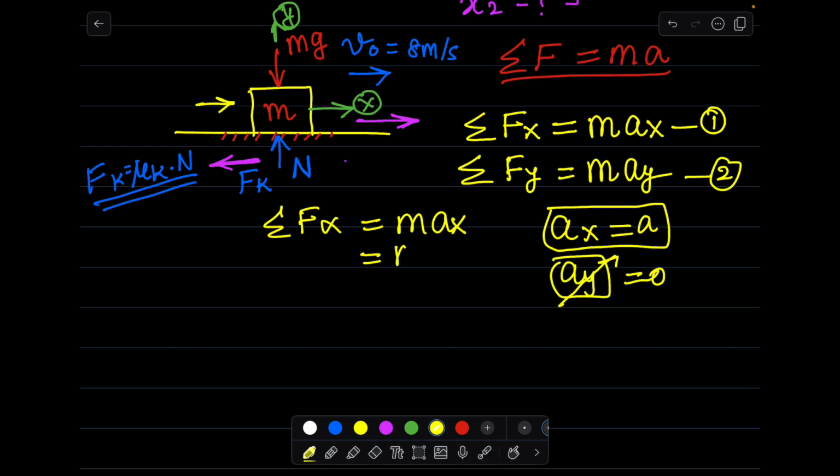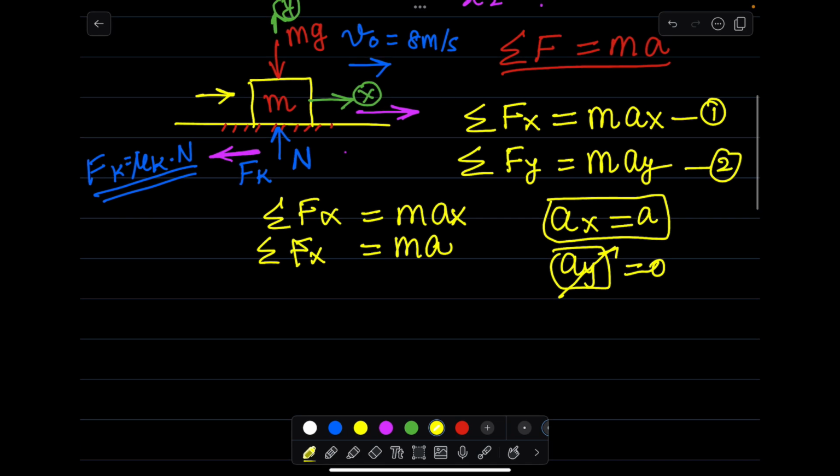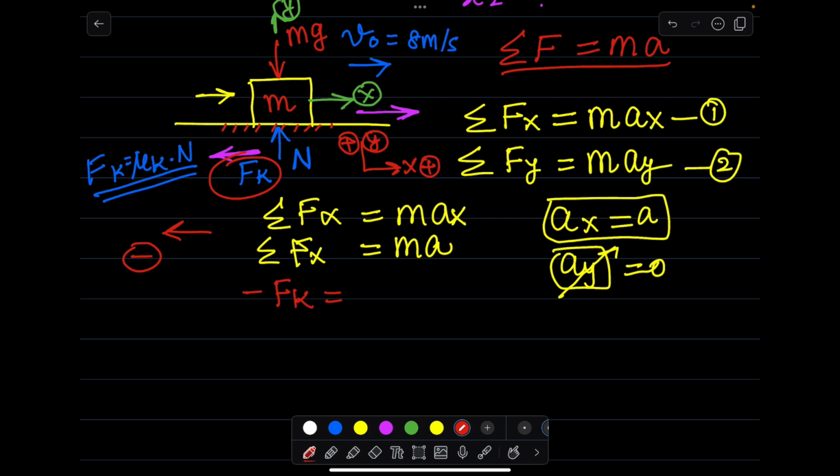So I can simply write Fx. Okay, so let's draw all forces in, or let's calculate the forces working in x direction. So I see here that only fk is here, and fk is in negative direction, minus direction, because I took x plus in this direction and y plus in this direction. Okay, so I will write minus fk is equal to m and a.